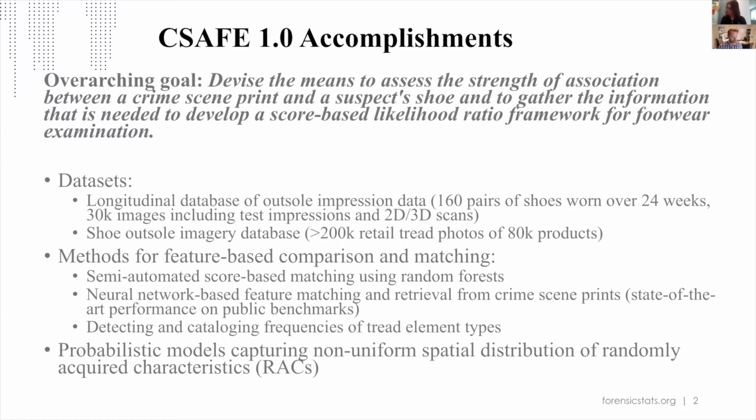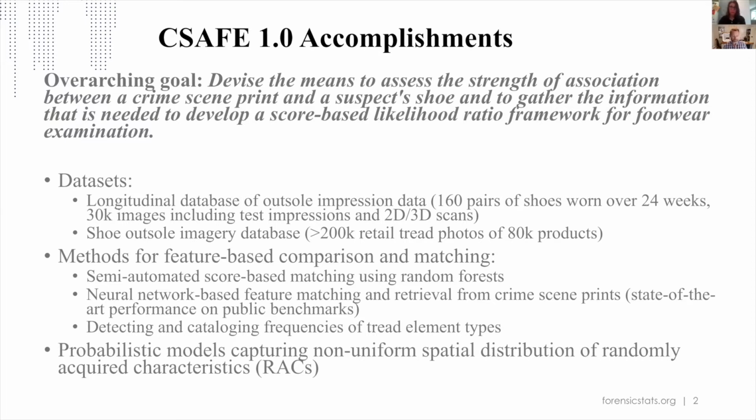So in the first 5 years of the CSAFE project, we've made some substantial inroads in this area. Initially, an important issue for us is being able to collect data sets. And so 2 highlights here were an effort at ISU to build a longitudinal database of outsole impression data. So this was collected by having 160 volunteers wearing pairs of shoes over a period of several months. And during that time, periodically imaging and taking test impressions of those shoes in order to see what longitudinal sort of wear patterns change over time.